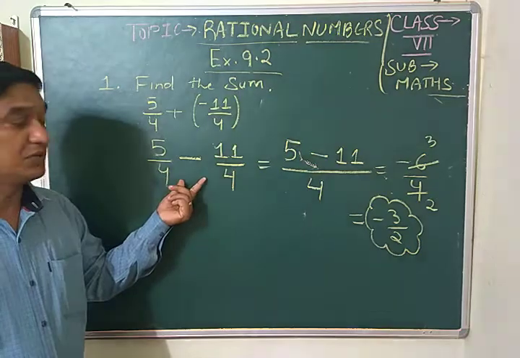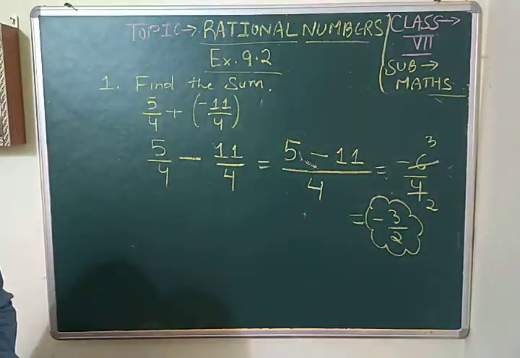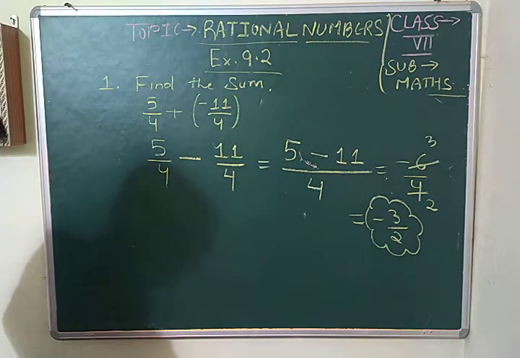Now children, we will do the second part. And in the second part, what we have? 5 upon 3 plus 3 upon 5.